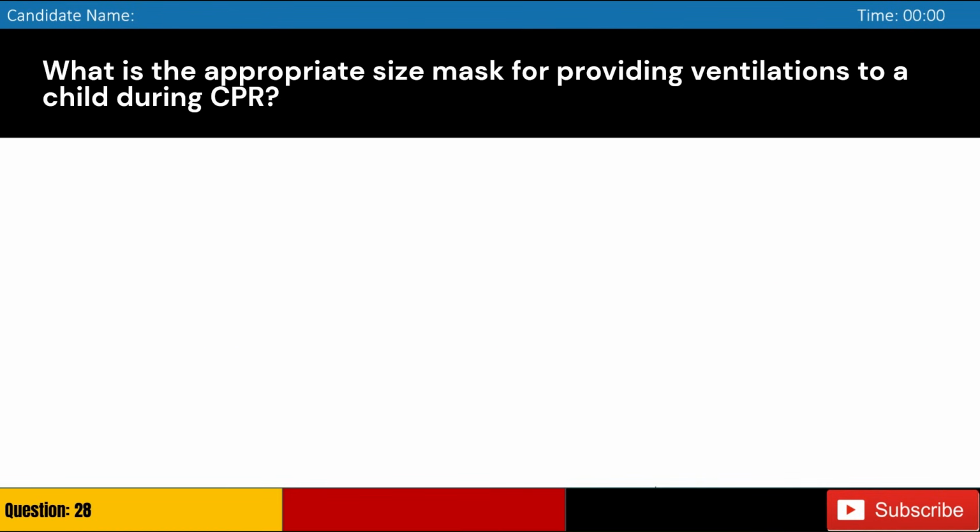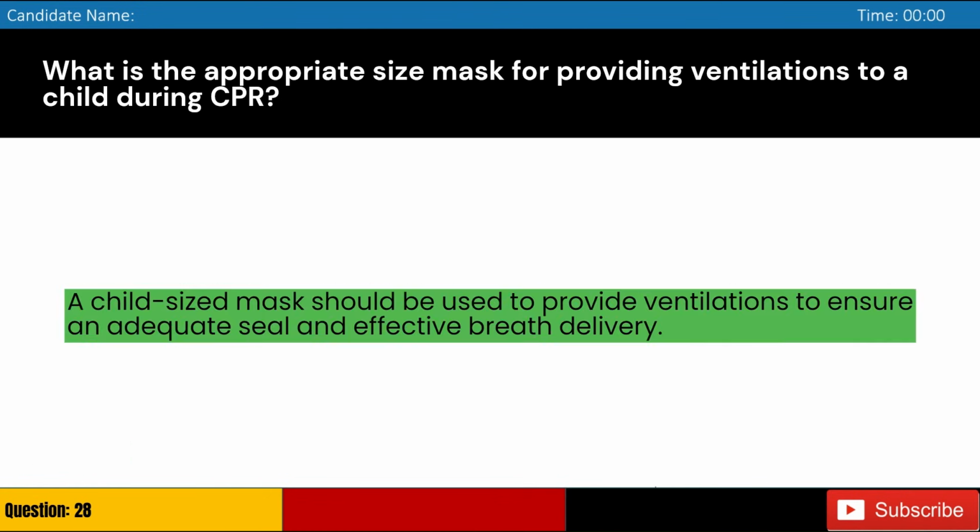What is the appropriate size mask for providing ventilations to a child during CPR? A. Adult. B. Infant. C. Neonatal. D. Child. Answer D. A child-sized mask should be used to provide ventilations to ensure an adequate seal and effective breath delivery.